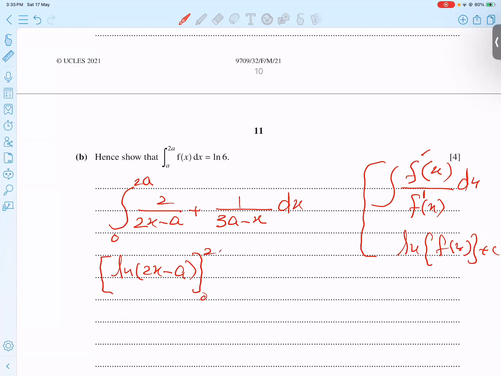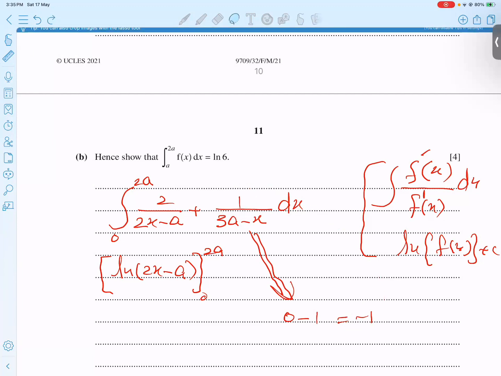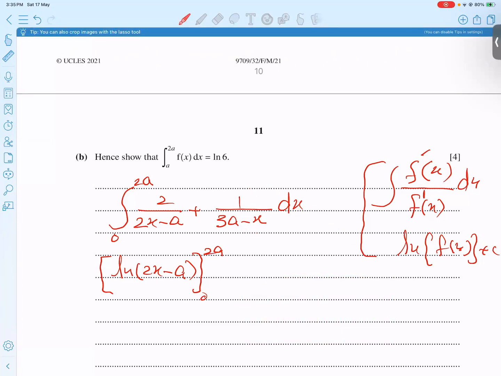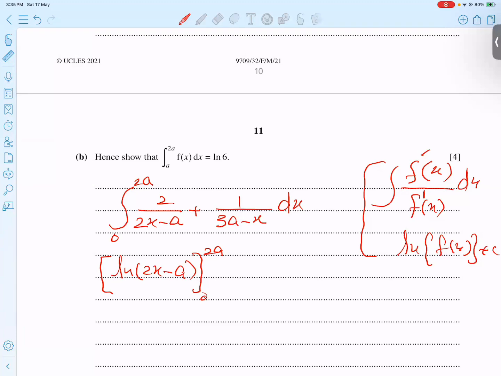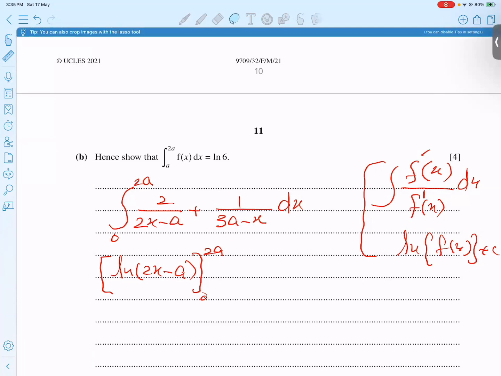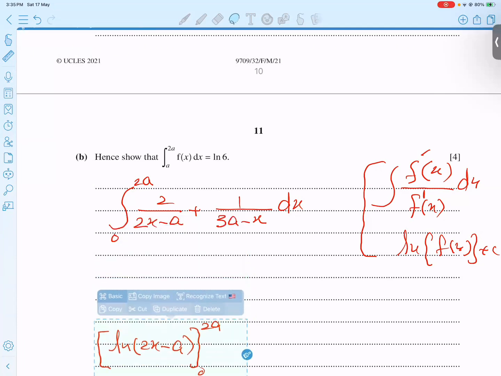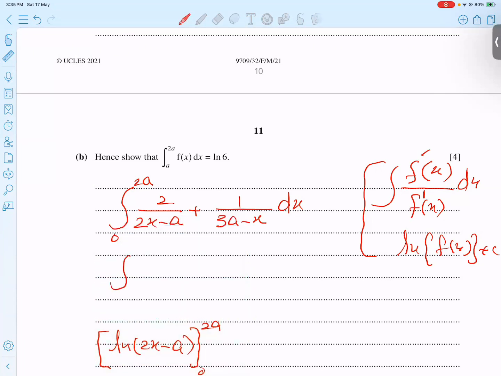0 to 2a. The thing is here, do we have this? What is the derivative of this one? If we check it carefully, the derivative of this one is 0 minus 1. Minus 1 I need in the numerator. Do I have it available? No, not available. What I will do, students, first of all, do one thing. This I do later on. First, I split. Splitting 0 to 2a, 2 over 2x minus a dx. And I'm going to.